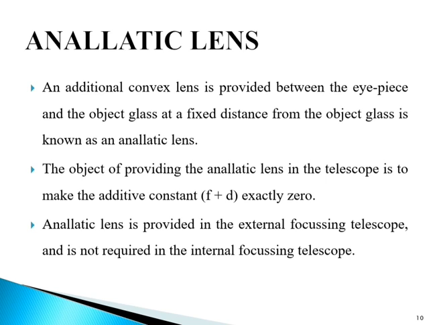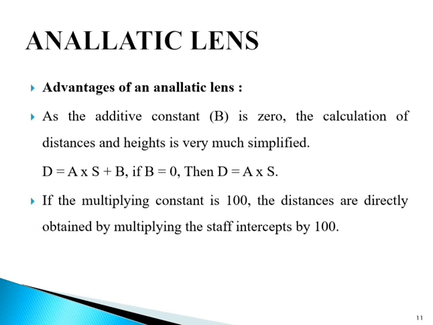Next is the analytical lens. An additional convex lens provided between the eyepiece and the object glass at a fixed distance from the object glass is known as an analytic lens. The object of providing the analytic lens in the telescope is to make the additive constant, say F plus d, exactly 0. The analytical lens is provided in the external focusing telescope and is not required in the internal focusing telescope.